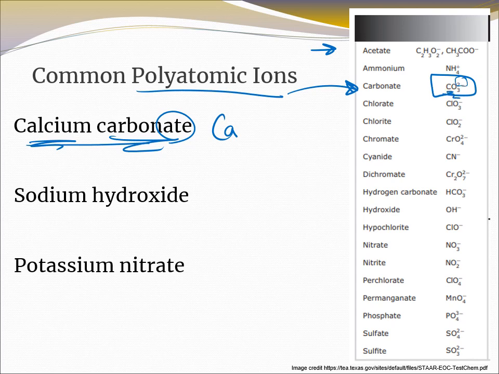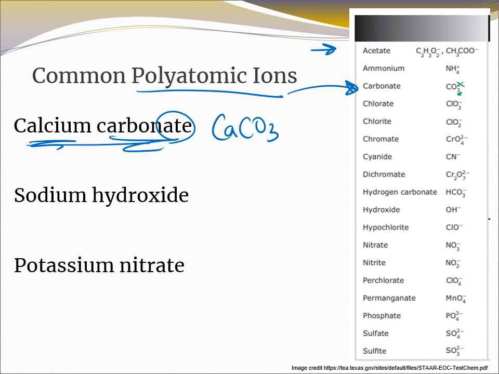We're going to write the whole entire formula, including the numbers, in the formula, but we're not going to put the charge into the formula. So it'll be CaCO3. Again, I'm keeping the subscripts there on the bottom. I'm going to keep the 3 but I'm not going to put the charge in the compound's formula.